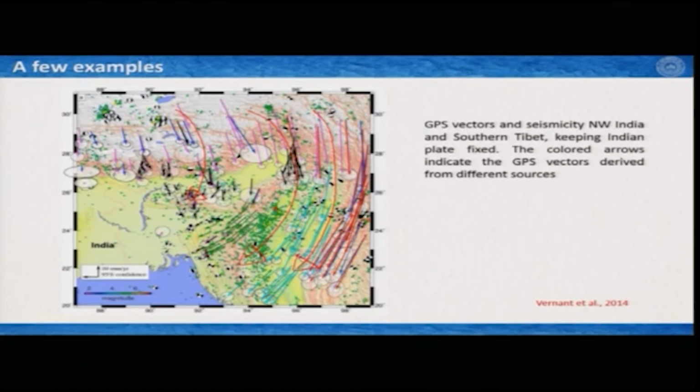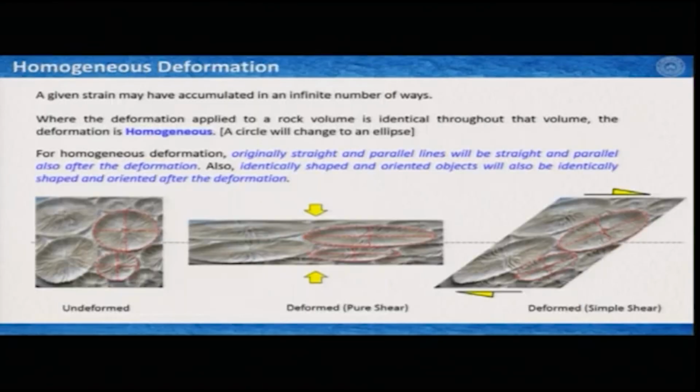So, with this background we will move on and look at the different concepts or different aspects of deformation. The first thing we will take up is homogeneous and heterogeneous deformation. In one of our first lectures, we learned what is homogeneous and what is heterogeneous. Now, we will describe them in detail and understand them in the context of strain.